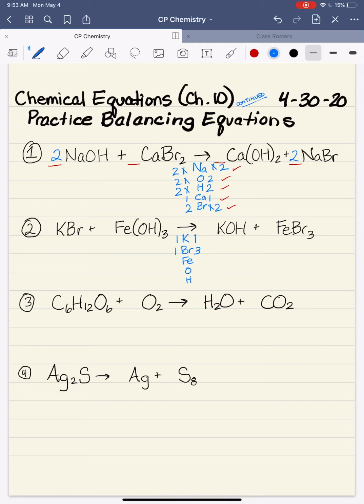Iron, on the left side, I have 1. On the right side, I have 1. Oxygen, on the left side, I have 3. On the right side, I have 1. Hydrogen, on the left side, I have 3. And on the right side, I have 1. Okay, clearly we're not in balance.